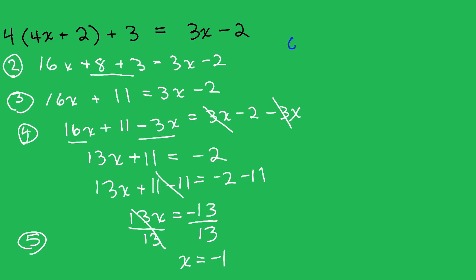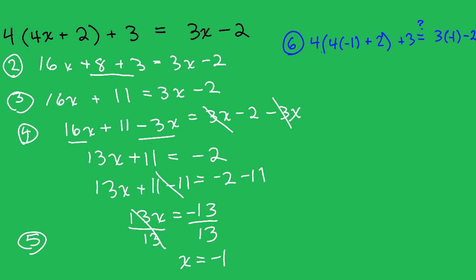We need to check it, so I'll do that in blue. That's step 6. So we need to plug in negative 1 for x in this equation here. So that's 4 times negative 1 plus 2, plus 3, equals 3 times negative 1 minus 2, kind of running out of room. And we're checking here, so I'll put a question mark here. So when we're checking, remember, we're just trying to see if both sides of the equation are equal to each other, which means that yes, we can put the equal sign here and make it a true statement. So that's basically saying yes, the solution works.